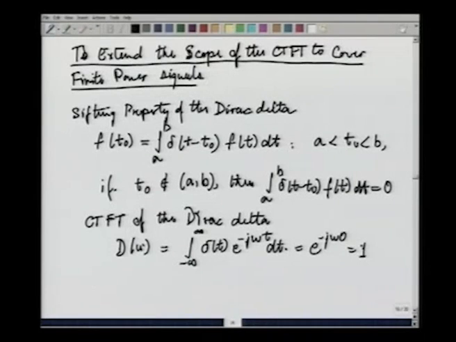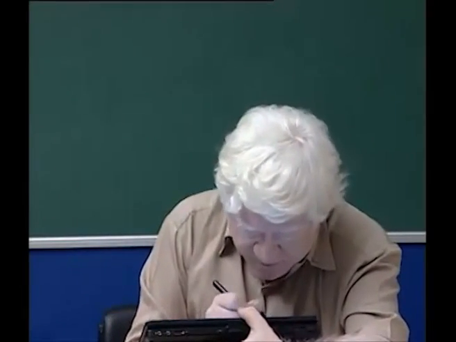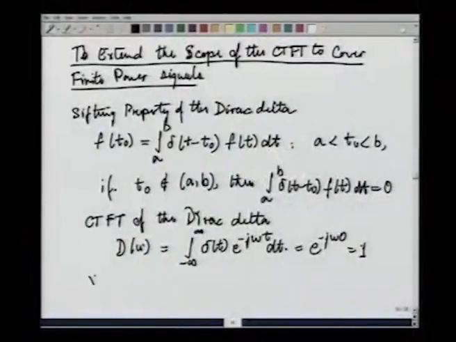Now, that is one side of the story. Suppose we look at the same story from the other side. Suppose we had a Dirac impulse in the frequency domain. That is to say, let x omega be equal to delta omega. Then what will be x t?